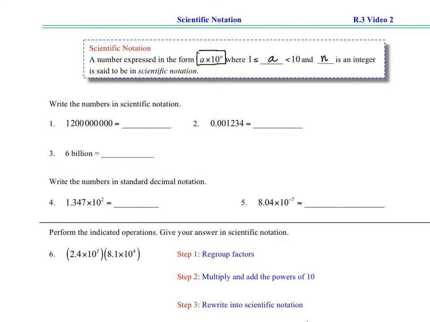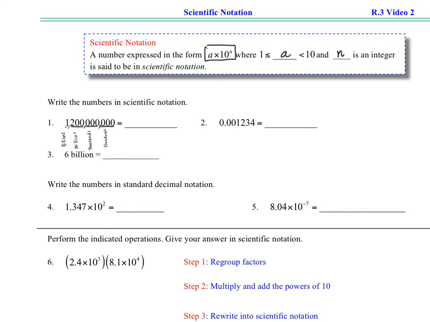So for example, here's hundreds, thousands, millions, billions. So we have 1,200,000,000. We can write that in scientific notation as 1.2 times 10 to some power. What we want to do is just count up the place values after the 1. So we would go over 1, 2, 3, 4, 5, 6, 7, 8, 9. So it would be 1.2 times 10 to the ninth.